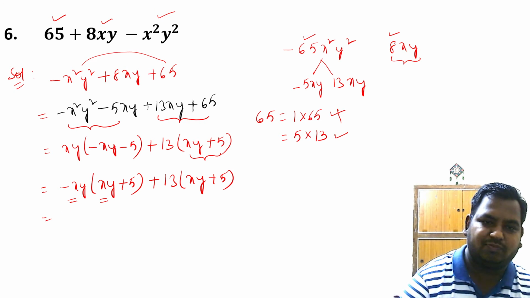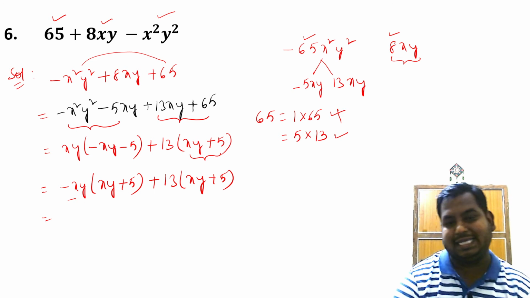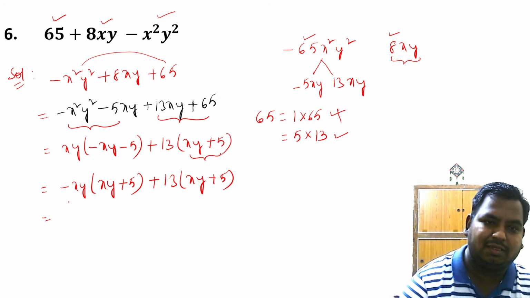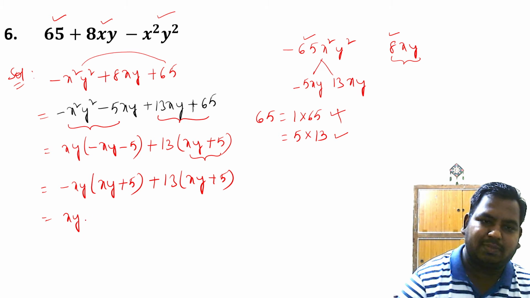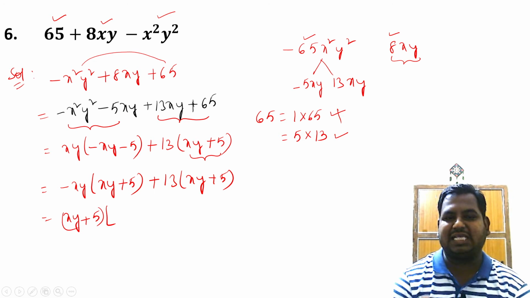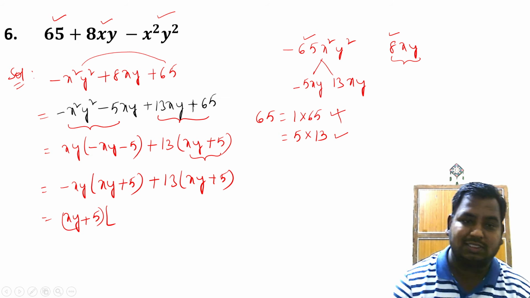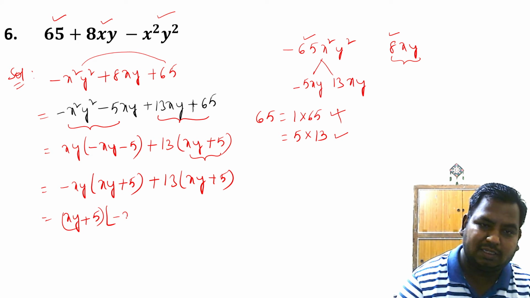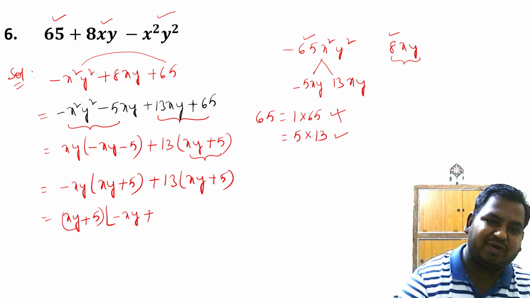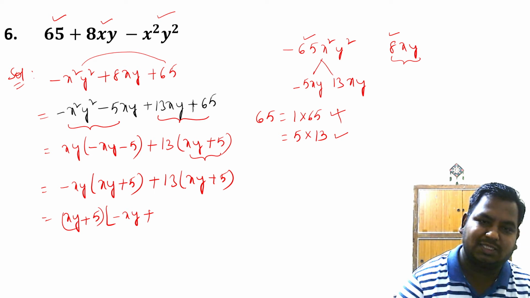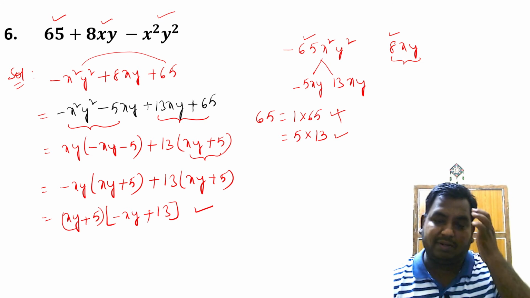In the first term, we have xy plus 5. In the second term also, we have xy plus 5. We can take xy plus 5 common. xy plus 5 into what is the first term? It's minus xy. xy plus 5 into what is the second term? It's plus 13. So we got the factorized form of the given polynomial.